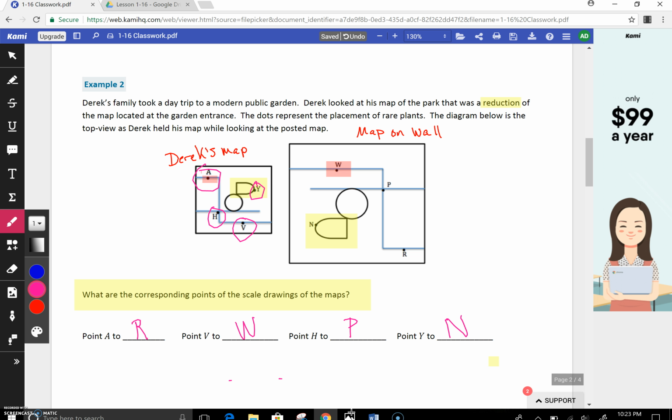So one of the vocabulary terms is orientation. That means that it's in the same position. The way that the maps are displayed here, one is rotated 180 degrees, or a half a turn, different from Derek's map. So you have to make sure that you have them spun the correct way and oriented the right way. And then the last definition is corresponding points. Which ones match up from Derek's map to the wall map?